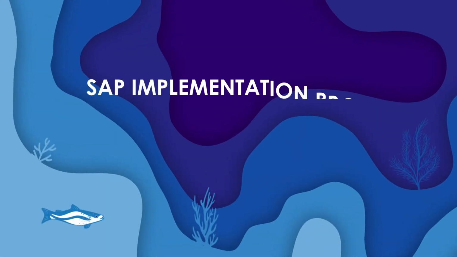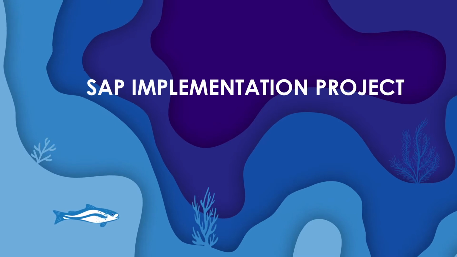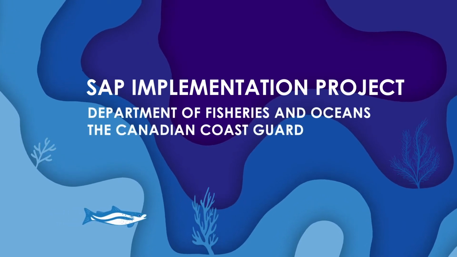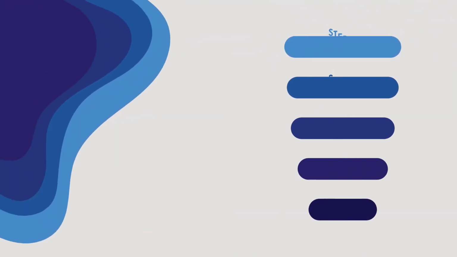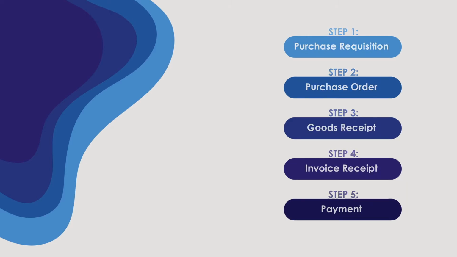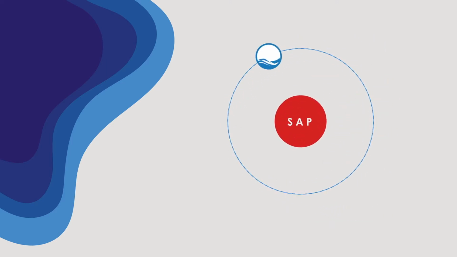The SAP implementation project is transforming procurement at the Department of Fisheries and Oceans and the Canadian Coast Guard. This video will walk through the steps of the SAP Enhanced DFO CCG Procure-to-Pay process, starting with a purchase requisition and ending with payment. In addition to a streamlined end-to-end process, the SAP Procure-to-Pay solution will enable Number 1.